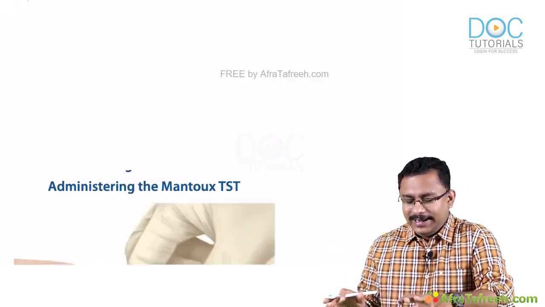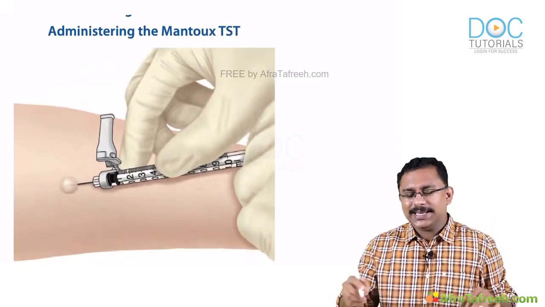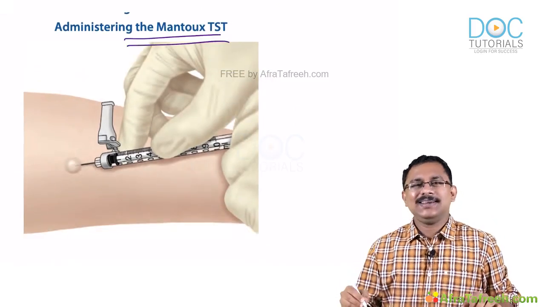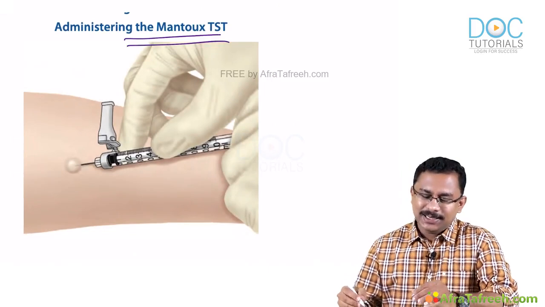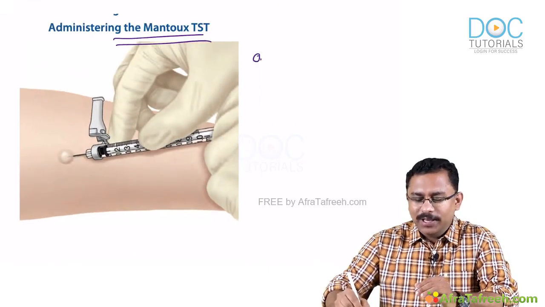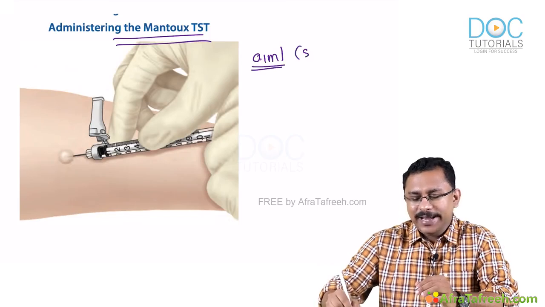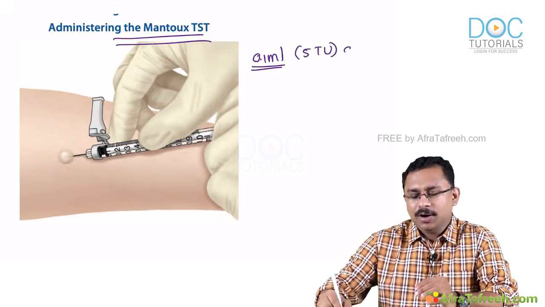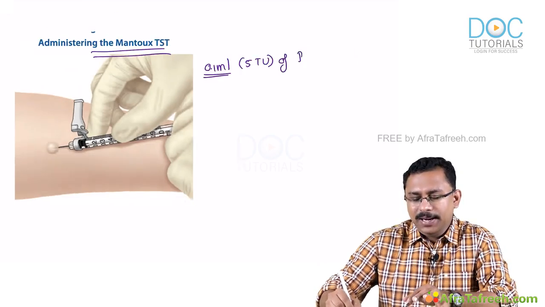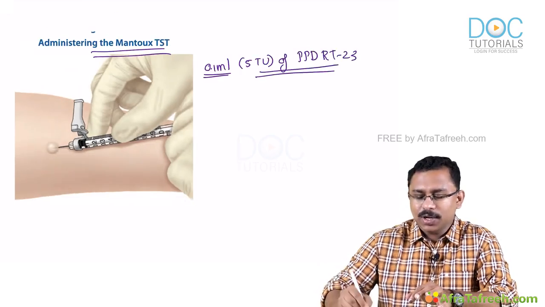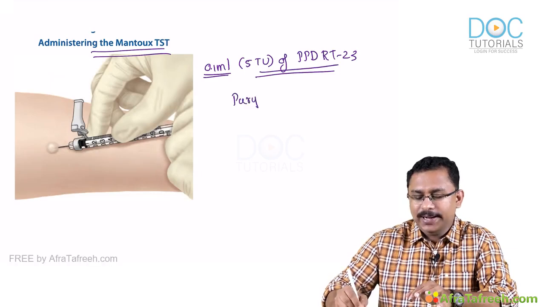Let's see how this test is done. Manto test, a tuberculin skin test. So what you do is that you take 0.1 ml, which is 5 tuberculin units of PPD RT23, where PPD stands for purified protein derivative.